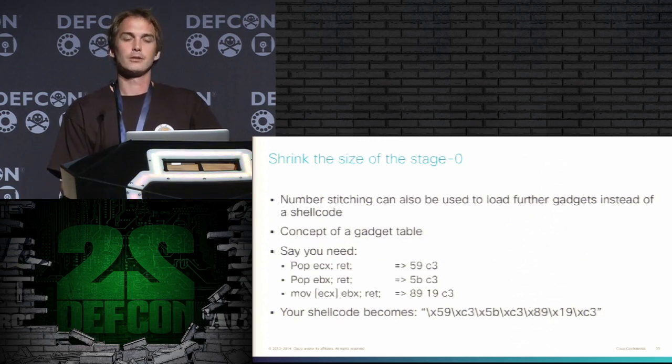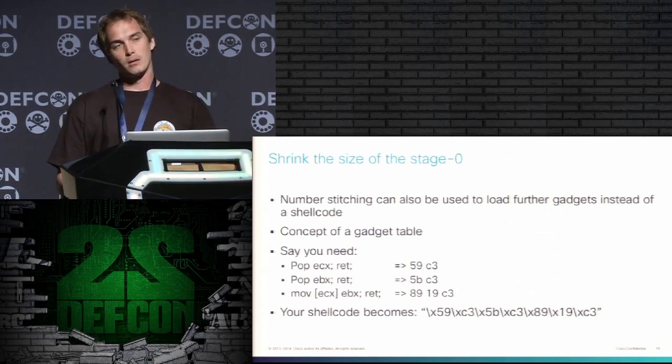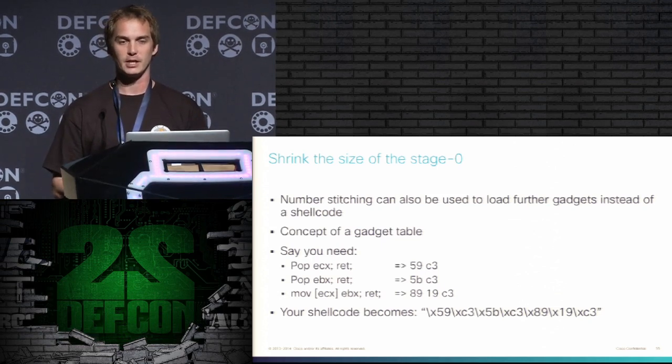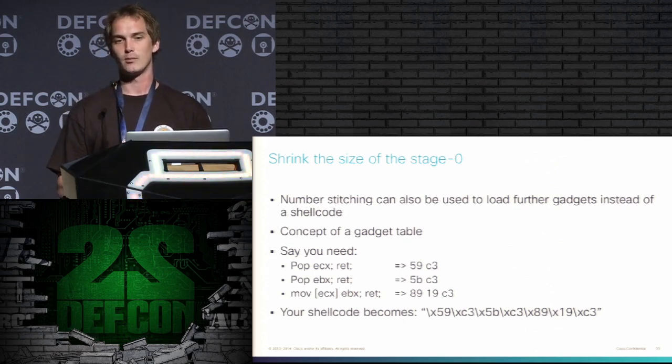So now I tried to take an approach to shrink the size, basically, of the stage 0. One approach was that instead of loading the whole shellcode in memory, what I could do is create some kind of gadget table at the location I wanted. So instead of taking the whole shellcode, which is a big number of bytes, and just ditching it there, I can load a bunch of additional gadgets and use that as a table to further continue my exploit.